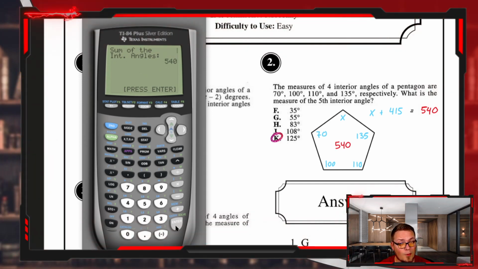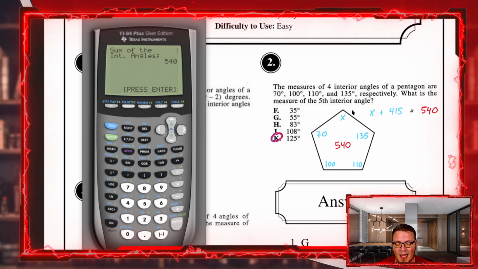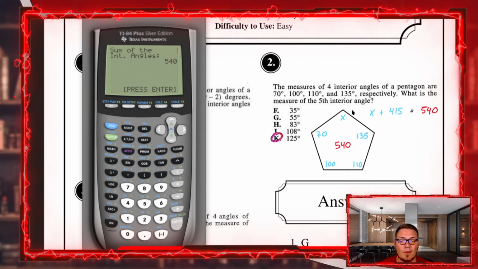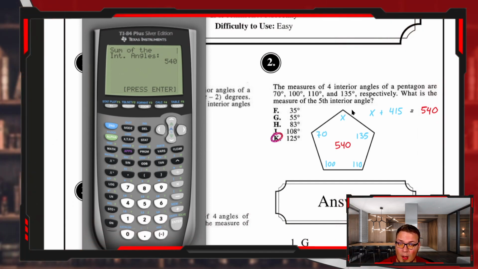So now, for the problem that we're given, I just have to take x plus the other angles, which are 415, and just set it equal to 540. Now you solve it like an algebra problem.